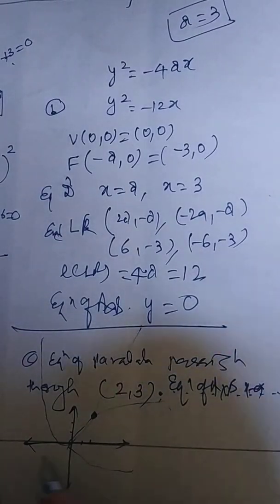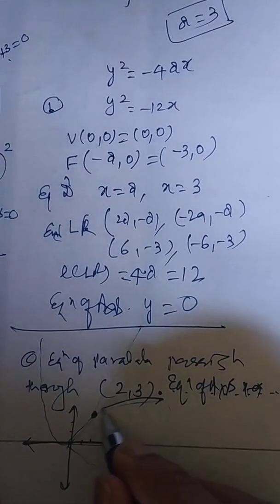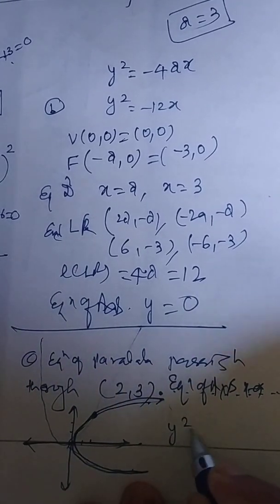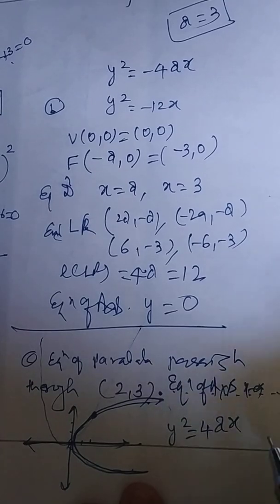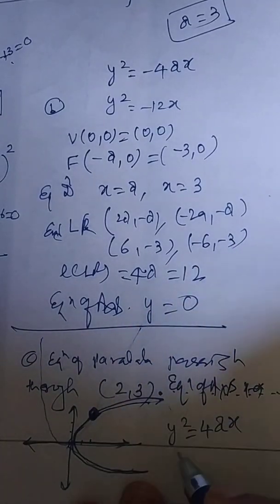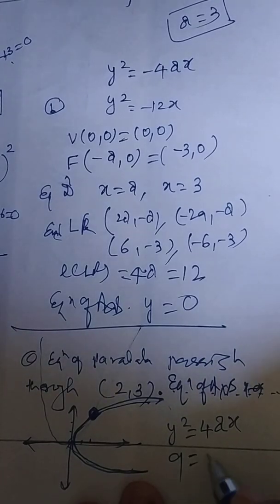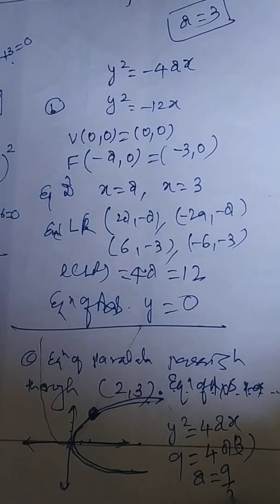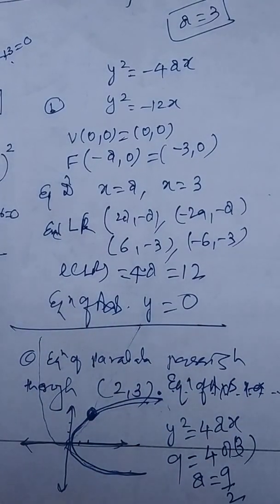So once I am talking about x-axis as the axis, this will be nothing but the standard parabola. What is that standard parabola? Y square is equal to 4ax. Now this parabola is passing through which point? 2, 3. Replace 2, 9 over here. 4a over here it is 3. Simplify, you will get the a value. Find out the a value is 9 by 2. Is it okay? 9 by 2.